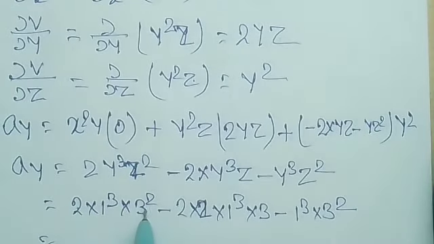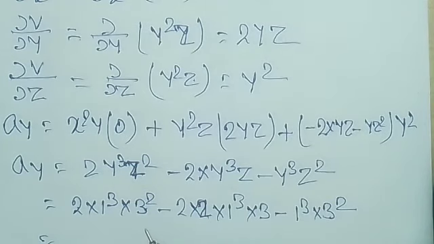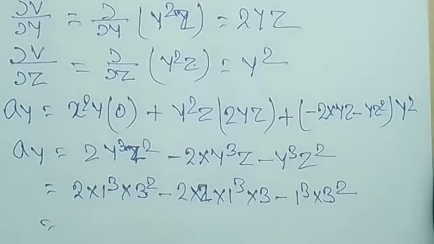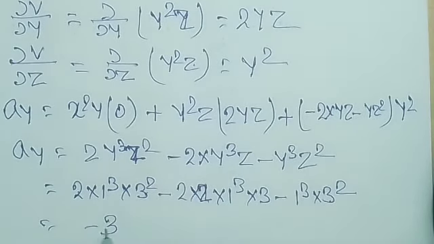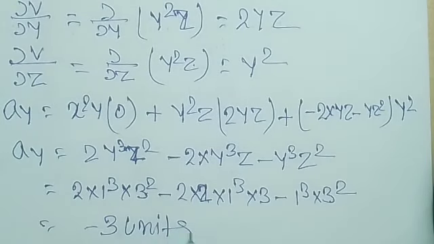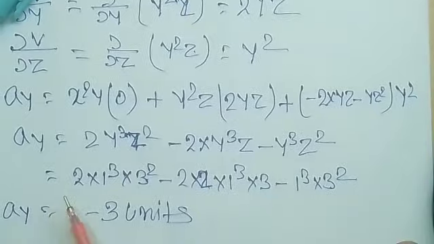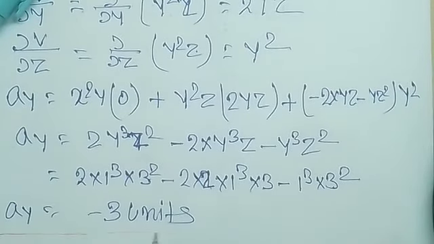So this is 18, and this is 12, 18 minus 12 is 6, and this is 9, right? So it is nothing but minus 3 units, right? So you can do the calculation. It's quite simple. Minus 3 units. This is the AY. Okay, now let's circle it.